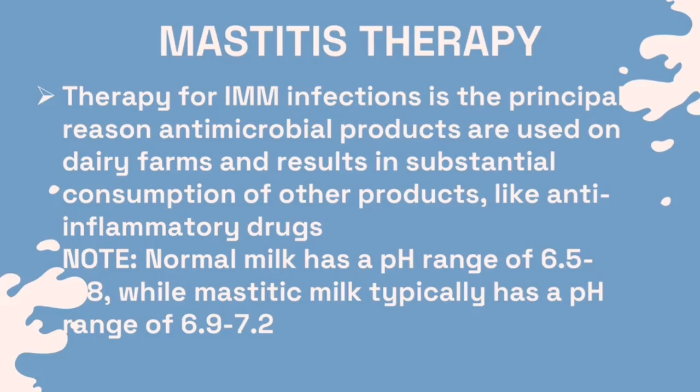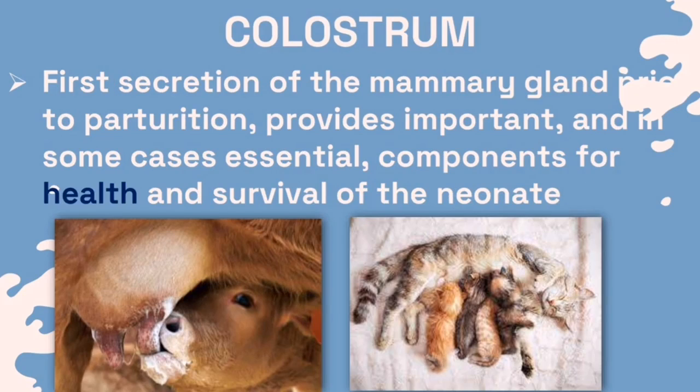Normal milk has a pH range of 6.5 to 6.8, while mastitic milk has a pH range of 6.9 to 7.2. Colostrum. First secretion of the mammary gland prior to parturition. Provides important and in some cases, essential components for health and survival of the neonate.